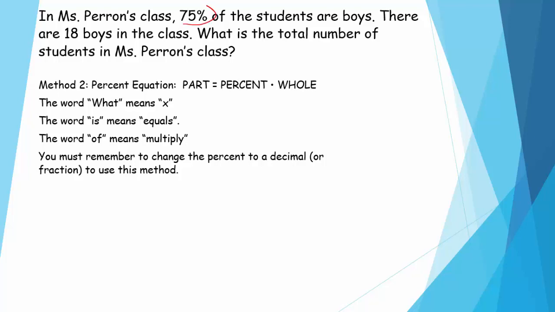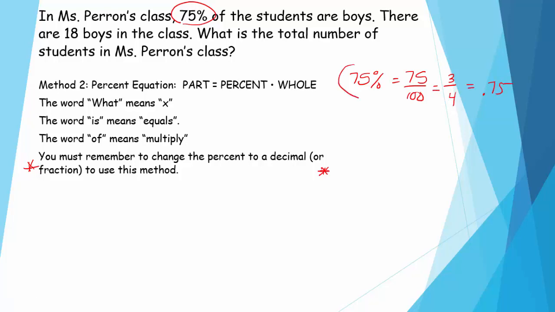So 75% of the boys. You must remember to change your percent to a fraction or decimal. So 75%, 75 over 100, divide top and bottom by 25, 3/4. 3/4 is the same as 0.75.